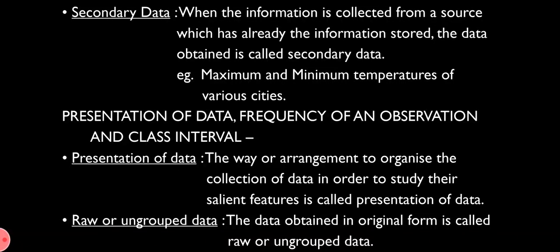For example, blood groups of the students of class 9th A. Yes, any such data which are in the original form. Counting of the plants in our school, that is, we will get the data in original form. Such type of data is called raw or ungrouped data.